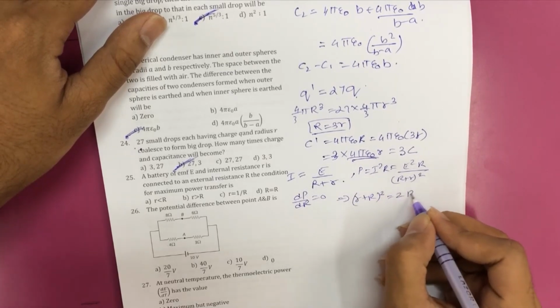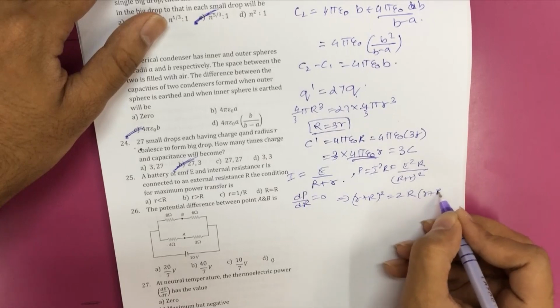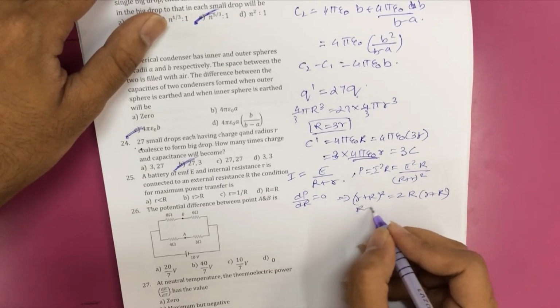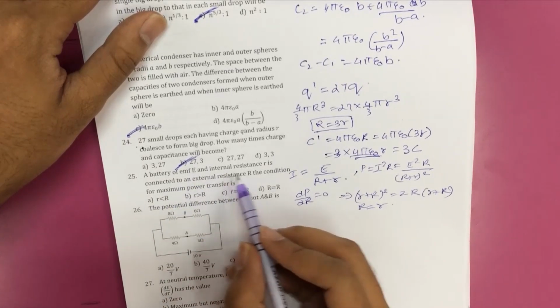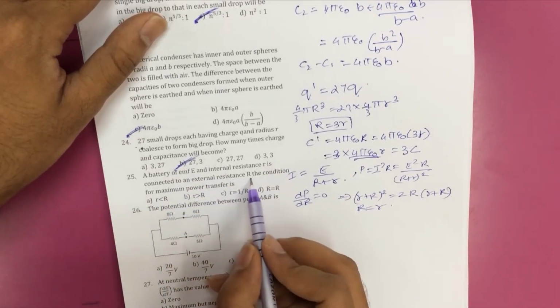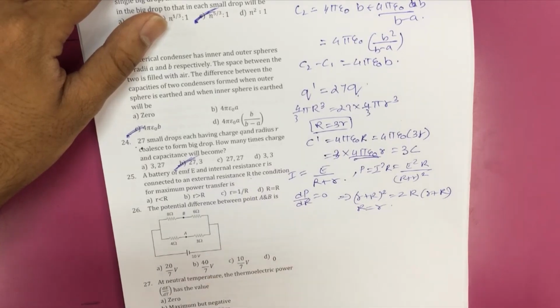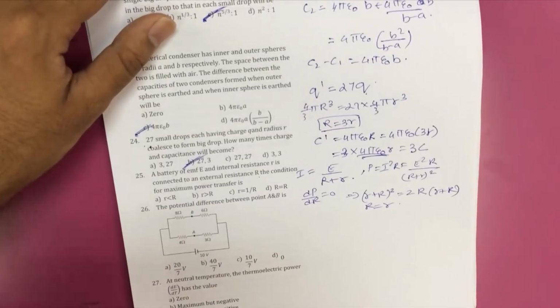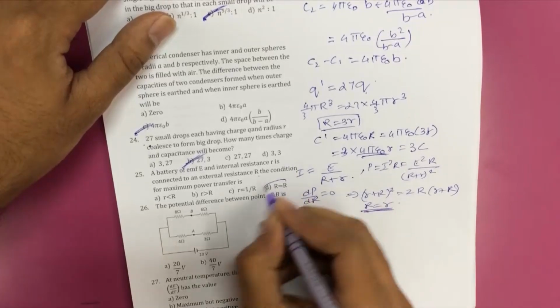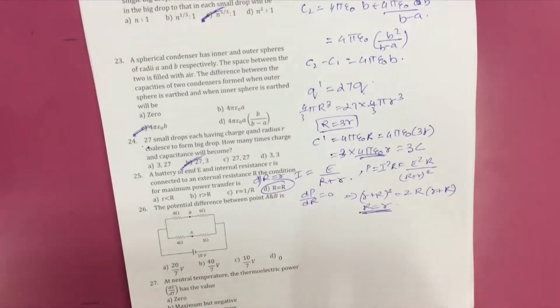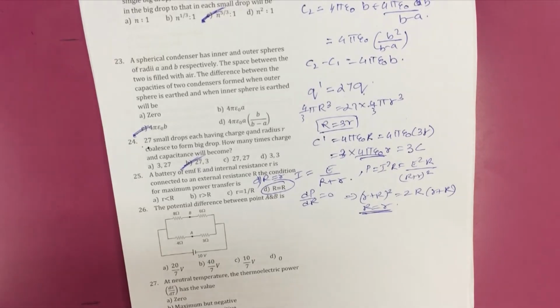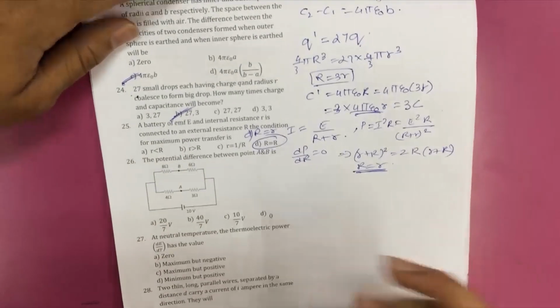So we will differentiate this. On differentiating this, we would obtain R plus small r the whole square equals 2 times capital R into small r plus capital R. On solving this, we will get capital R equals small r. So you can also remember this condition as: whenever a battery of EMF E and internal resistance small r is connected to an external resistance capital R, maximum power transfer is possible when capital R is equal to small r. So actually this option is wrong. It should be capital R equals small r. That is our option D.